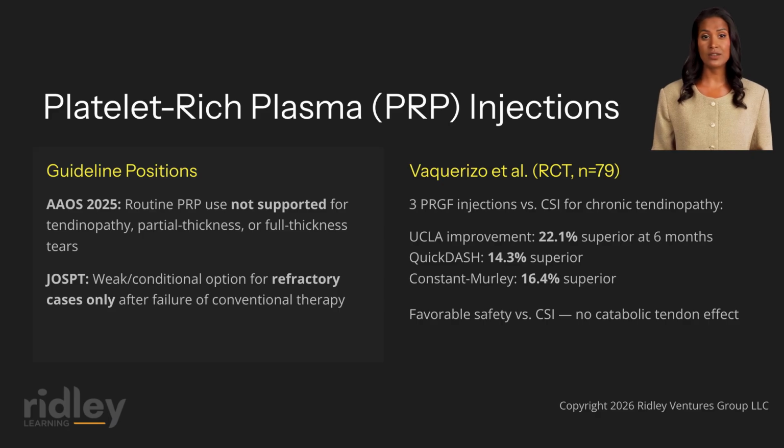PRP has a favorable safety profile compared to corticosteroids, with no catabolic effect on tendon tissue and no increased infection risk if surgery is performed within 3 months of injection. Leukocyte-poor PRP may be preferable for tendinopathy and partial thickness tears, though the optimal formulation remains undefined. The JOSPT guideline emphasizes that PRP use should be reserved for select refractory cases after failure of conventional therapy, given variability in preparation and uncertain long-term efficacy.